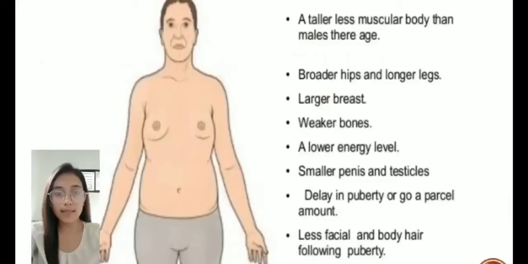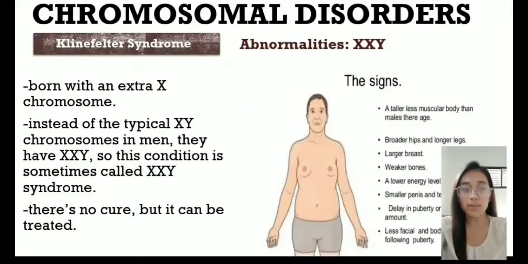The signs of Klinefelter syndrome are a taller, less muscular body than males their age, broader hips and longer legs, larger breasts, weaker bones, a lower energy level, a smaller penis and testicles, delayed puberty or only a partial amount of it, and less facial and body hair following puberty. There is no cure for this syndrome, but it can be treated.